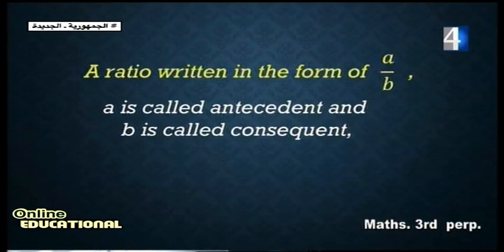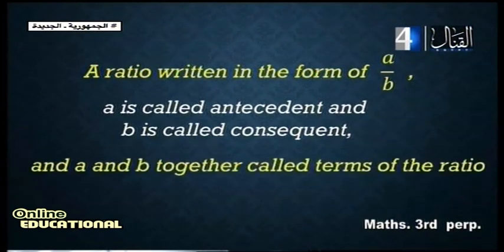What about A and B all together? A and B together are called terms of the ratio. Both of them are called terms of the ratio. Separately, each one: the first one, A, is called the antecedent, and the second is called the consequent. But A and B together are called terms of the ratio.